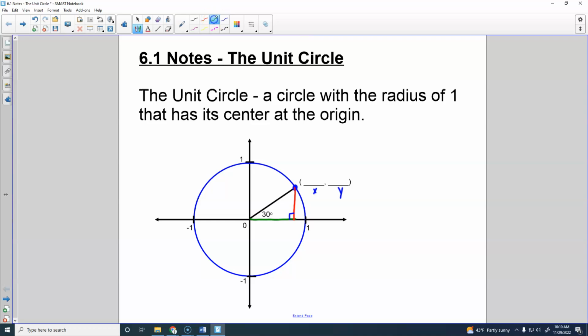Now, this bottom side is going to end right here, and that's going to be the x-coordinate of that point. Because to find that coordinate, I would need to go over this much and then up this much, right? So I'm going to call that bottom side right there my x. And this length of this red right here, that's going to be how high that point is. So that would be my y coordinate right there.